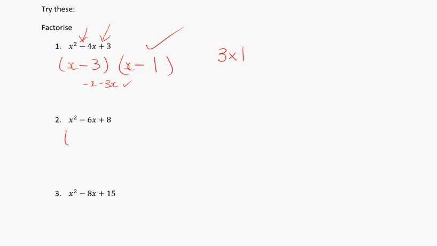Okay, so you get quite quick at these after a while. Brackets in, x at the front, do your signs. That's a plus, so I know that they're both the same, and they're both going to be negative. What two numbers multiply to give 8 and add to 6? So we can have 8 and 1, 4 and 2. 8 and 1 is 9, so we can't use that. 4 and 2 gives us our 6. Correct.